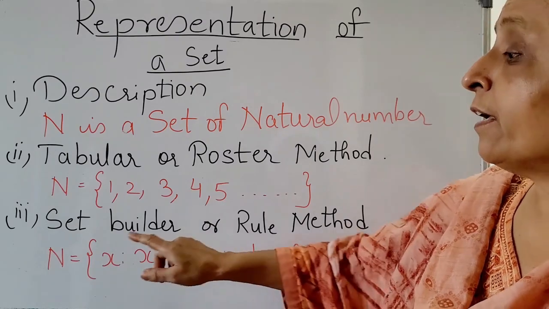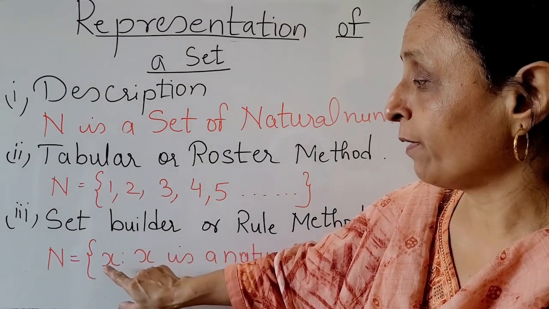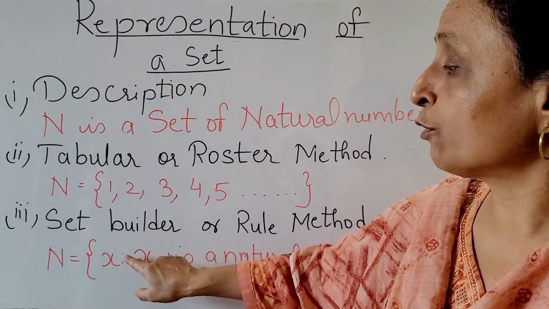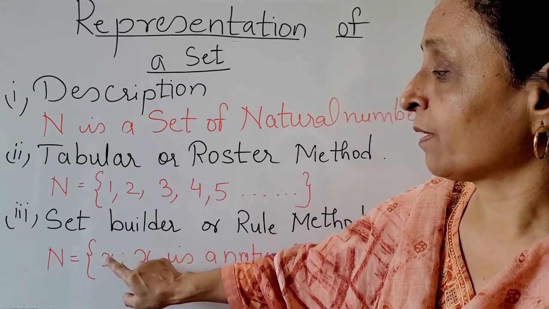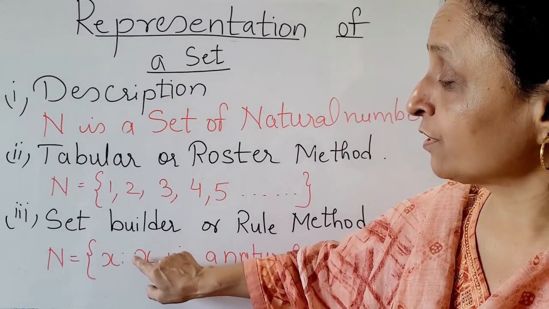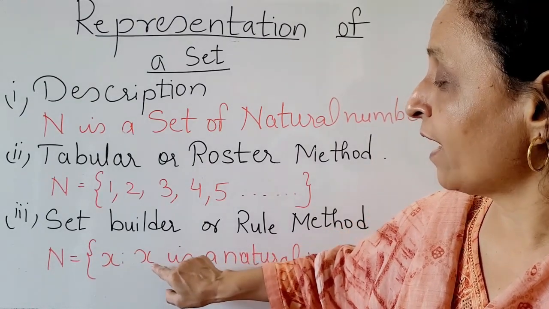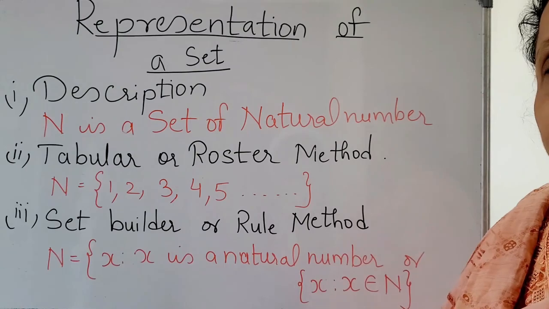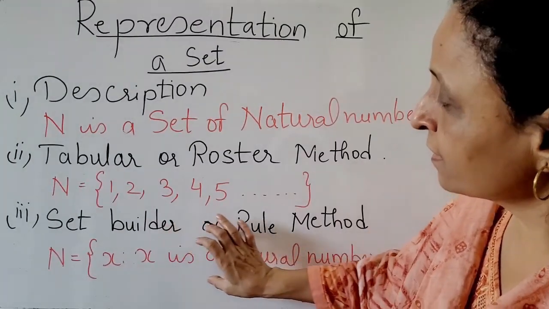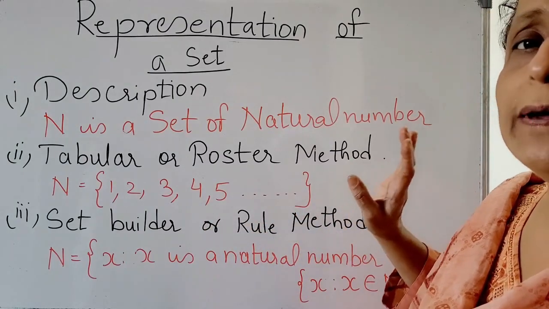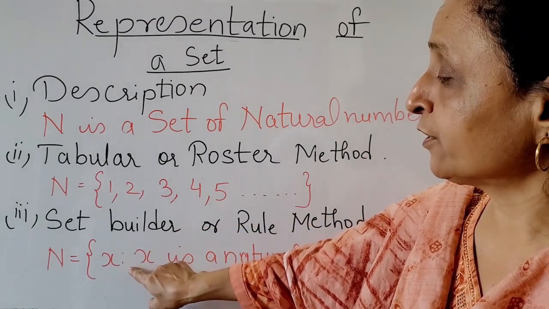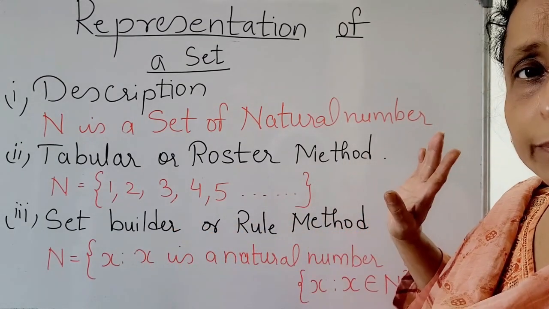Now set builder or rule method. Now in that, you have to show this way, x. Now the 2 dots show "such that". x is such that x is a natural number. So this is the set builder, or you can call it the rule method, because a rule is set here. x is such that x is a natural number.